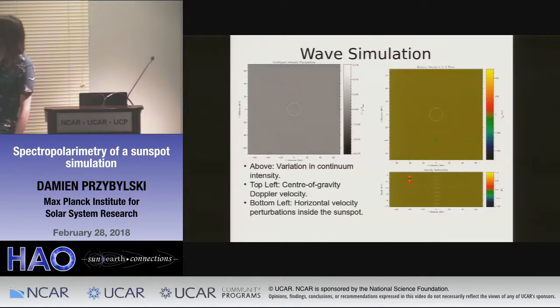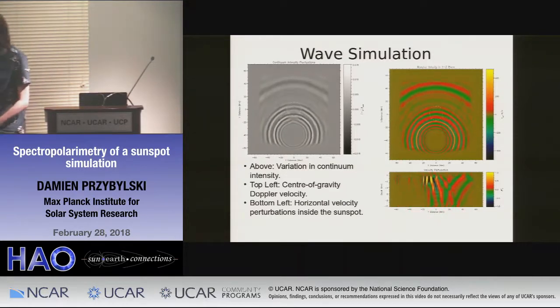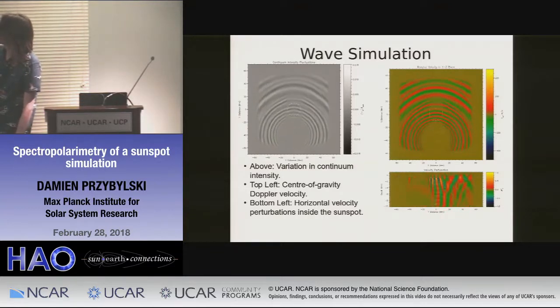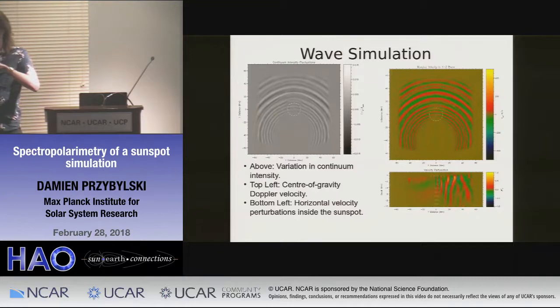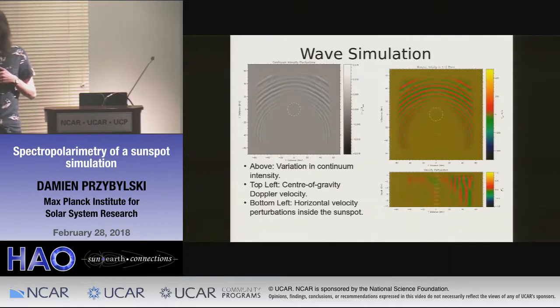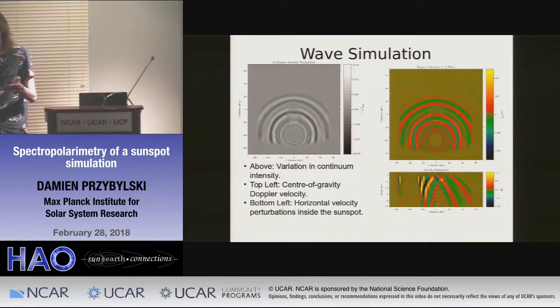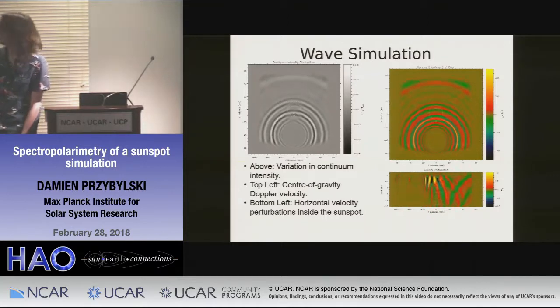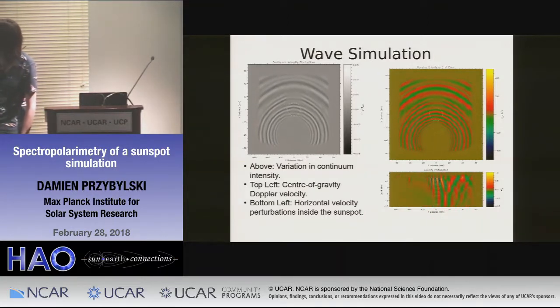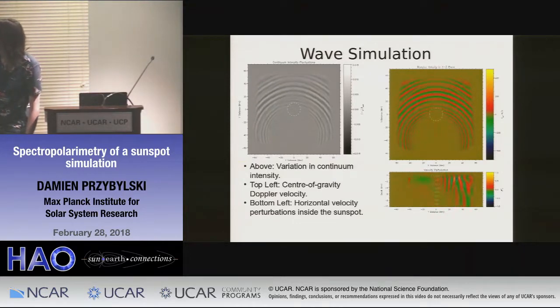So now we wanted to run some wave simulations in this sunspot model to see what we can find. These two movies show two things. The top one shows the continuum intensity, so it shows the variation in how the intensity of the surface would look because of this wave traveling through our sunspot model. And the top right shows the velocity that would be measured if we used a technique similar to how the HMI satellite does. This white circle is our sunspot umbra, so that's the region of strongest magnetic field.